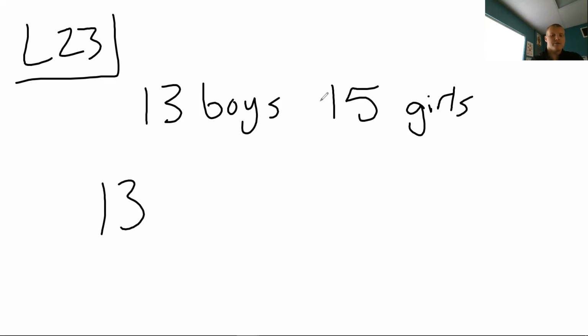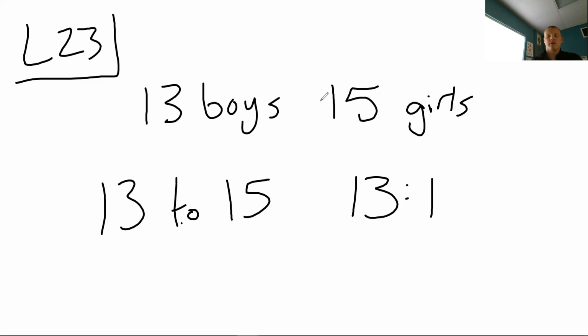We could write it 13 to 15. That's one way. Or you could do 13 colon 15. 13 to 15. Or you can write it in fraction form. So the 13 would go on top in your numerator, and then 15 would be in your denominator. So those are the three different ways you write ratios.